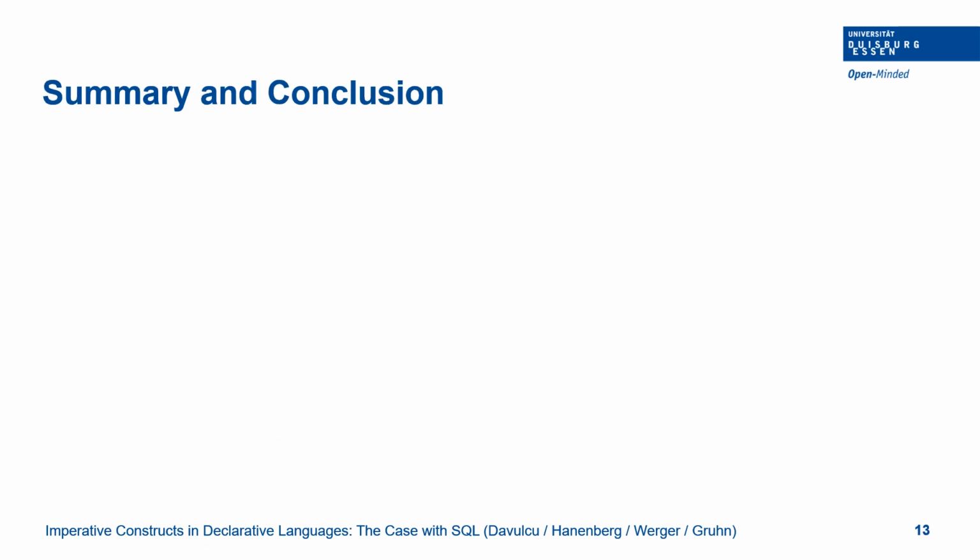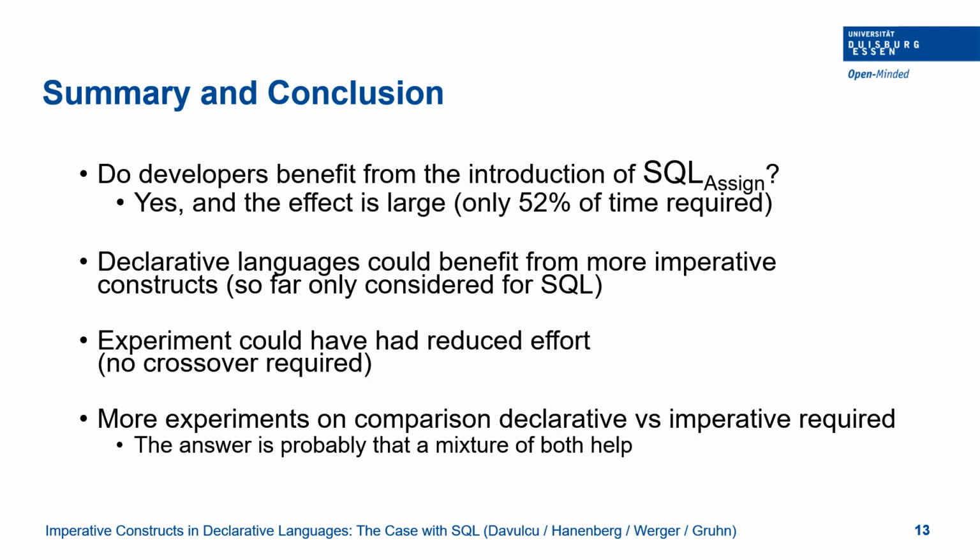So let's summarize and conclude the current presentation. Do developers benefit from the introduction of SQL assign? The answer is yes, and the effect is large, because they just require 52% of the time those using SQL standard require. Our more general question was, could declarative languages benefit from the introduction of more imperative constructs? And the answer here is also yes, at least for the given language SQL, and at least for the given experimental conditions.